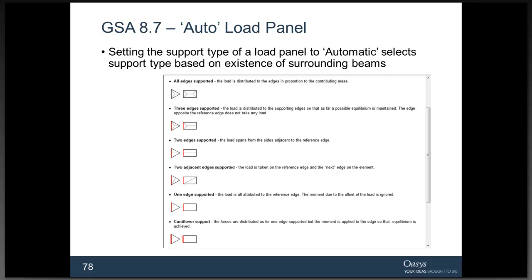Auto option for load panels. When you define a load panel, you have to define a support type. The new support type is auto, in which case the actual support type used depends on the existence of non-dummy elements surrounding the load panel.